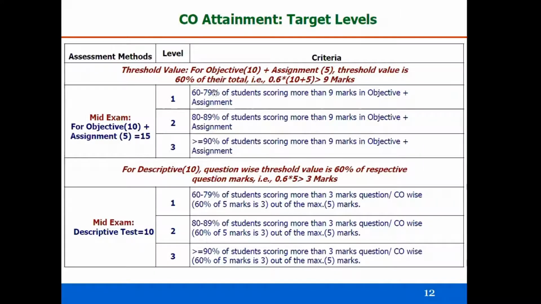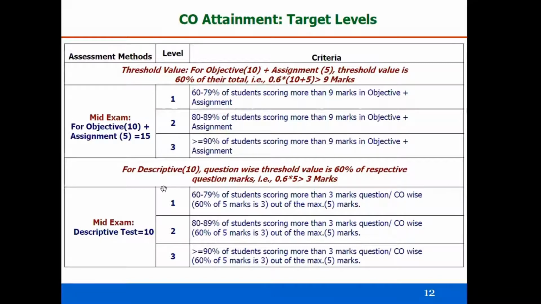Here also I have considered the same: 60 to 79 percentage of students who secured more than 3 marks, based on the CO question-wise mapping. Then 80 to 89 percentage of students who secured more than 3 marks, then the level is 2, then 90 and above, so the level is 3. Let us assume these are the sample levels for mid-exam component 1, the combination of objective test plus assignment, then the mid-exam 1 descriptive test. Similarly, mid 2 also follows the same pattern.